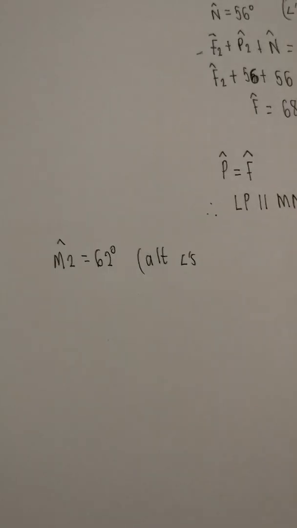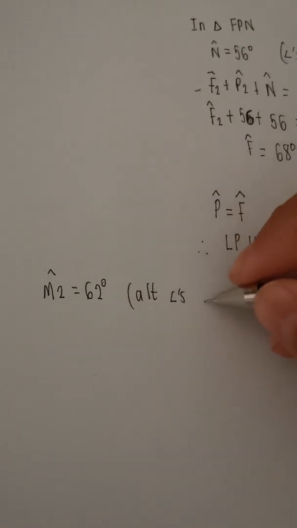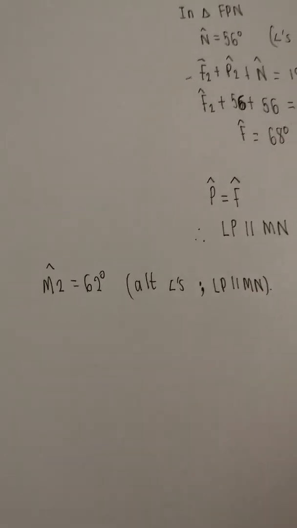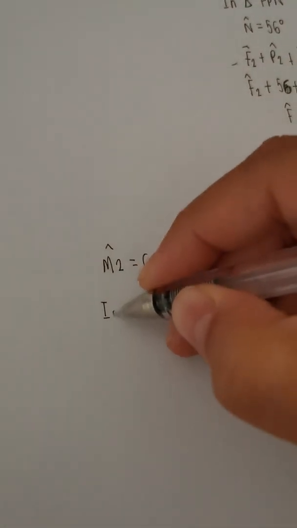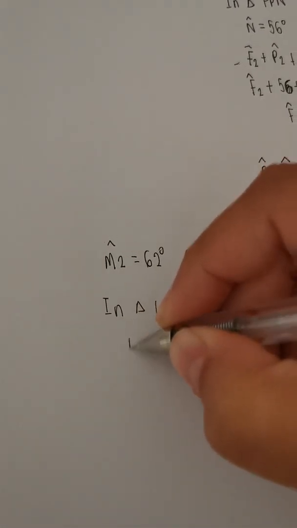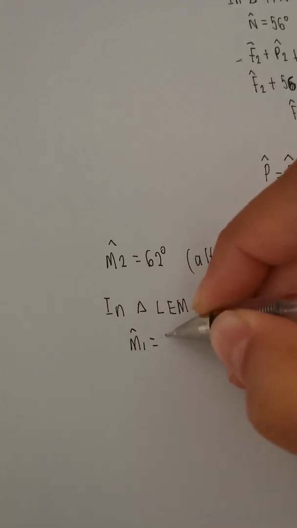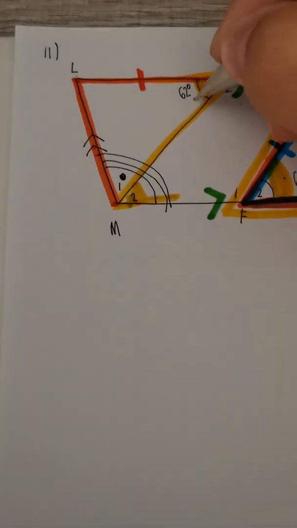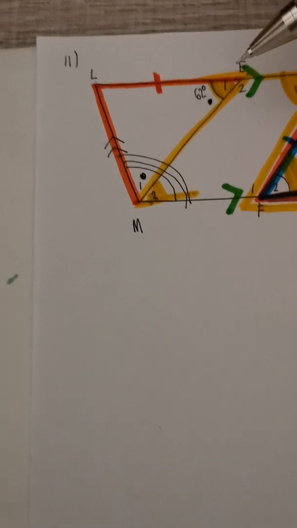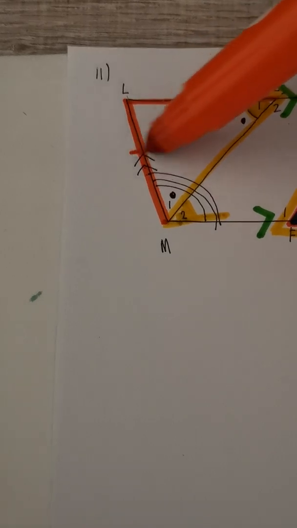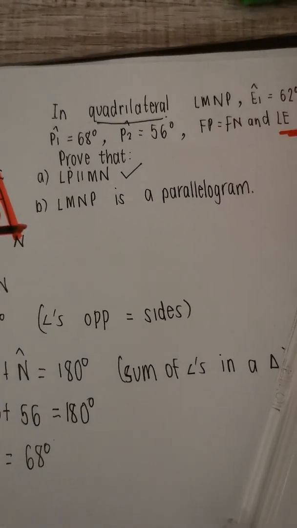This time do I have to state that the sides are parallel? Yes, because we're using the fact that they're parallel to get the alternate angles. Okay, then I'm going to say in triangle LEM, angle M1 equals angle E1. I'm going to show you. Angle M1 equals angle E1. How do I know this? Because both of them are the angles opposite equal sides. Remember we said this side here equals to the side here. They gave it to us here, right?